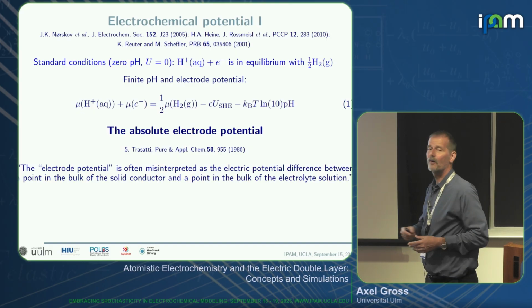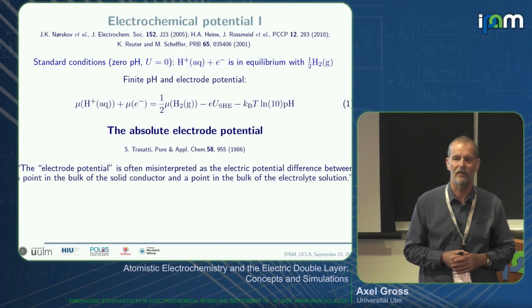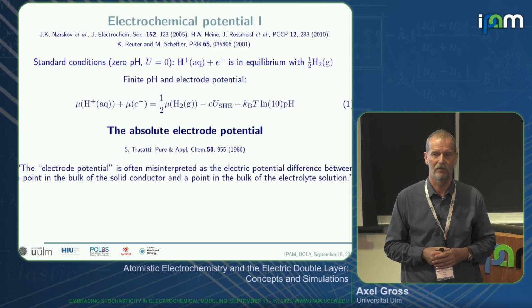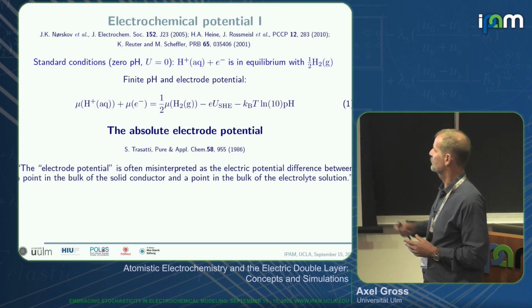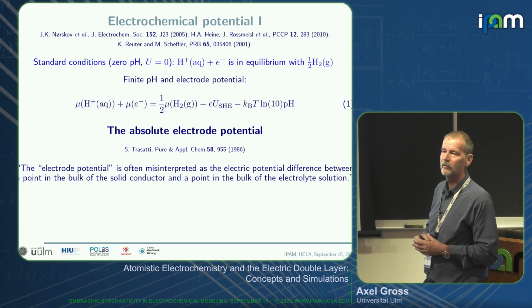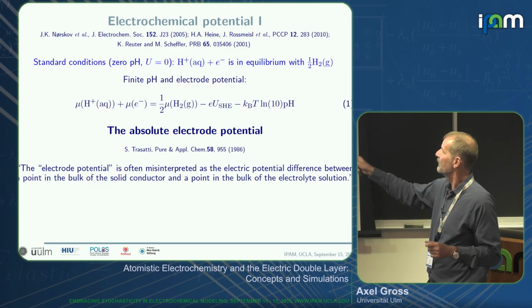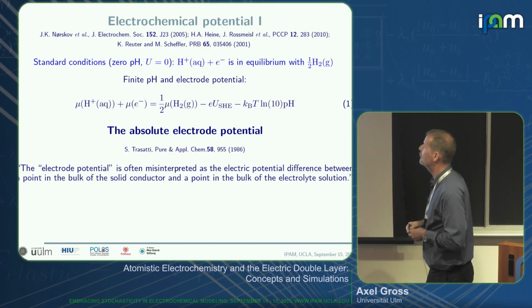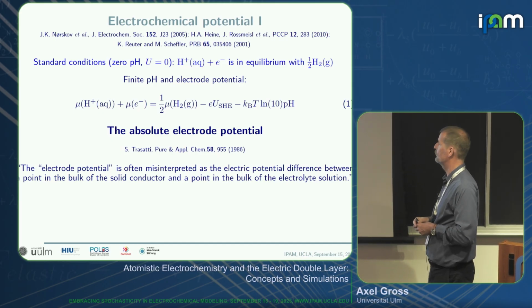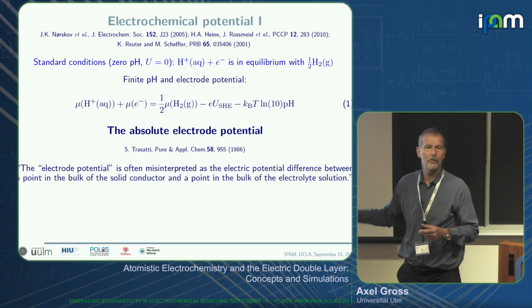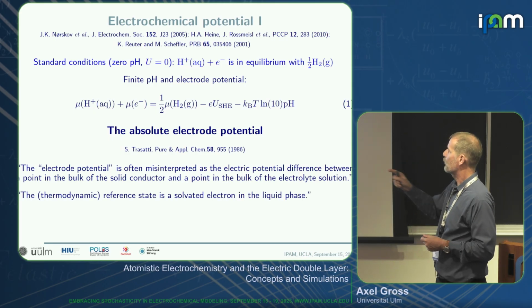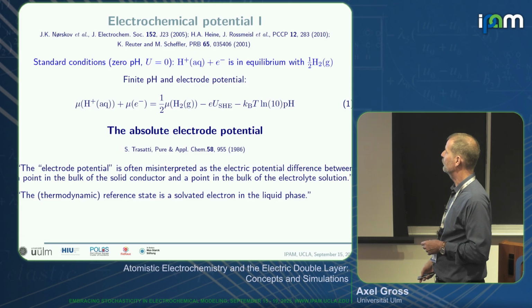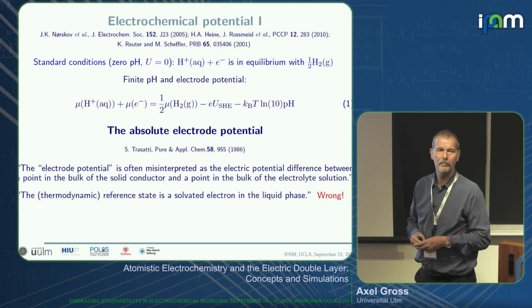Now, of course, I'm not daring to say that I'm the first one to start this discussion. This has already been discussed for decades, and especially Trasatti has written some very interesting papers, though some colleagues say they don't like him. Already in 1986, Trasatti wrote: the electropotential is often misinterpreted as the electrical potential difference between a point in the bulk of the solid conductor and a point in the bulk of the electrolyte solution. So it was already written 40 years ago. And the thermodynamic reference state is a solvated electron in the liquid phase. I consider this to be wrong.